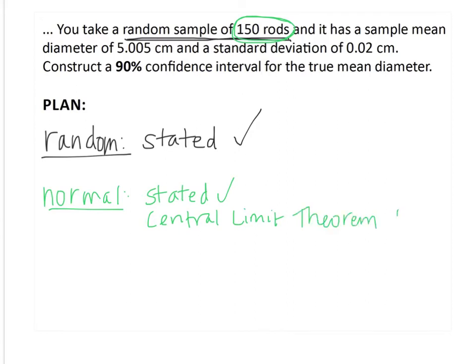And you can say 150 is greater than or equal to 30, check. So if it's stated normal, just say stated, check, and annotate where that is in the problem. Or we can use the central limit theorem because my sample is greater than or equal to 30. Last but not least, independent.